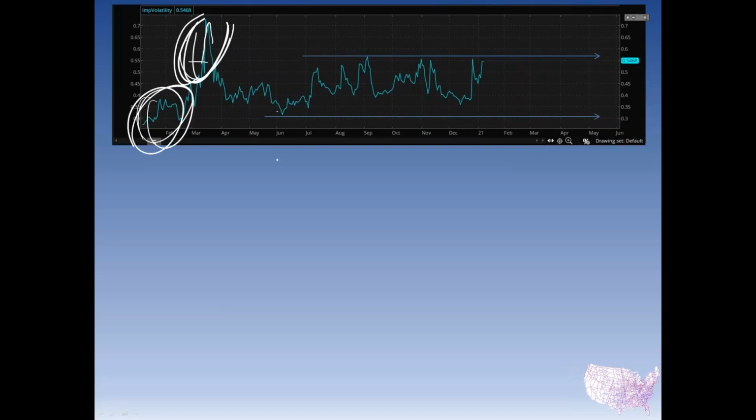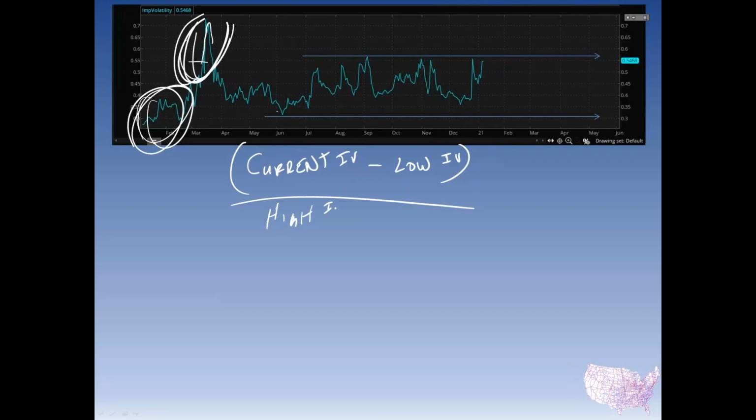But if you like to really dig into the details, what you need to do is take the current implied volatility, IV, I'm just going to call it, minus the low IV. You take that sum and divide it by the high IV minus the low IV. So again, we're just trying to find out where the current IV is in relation to the high and the low.